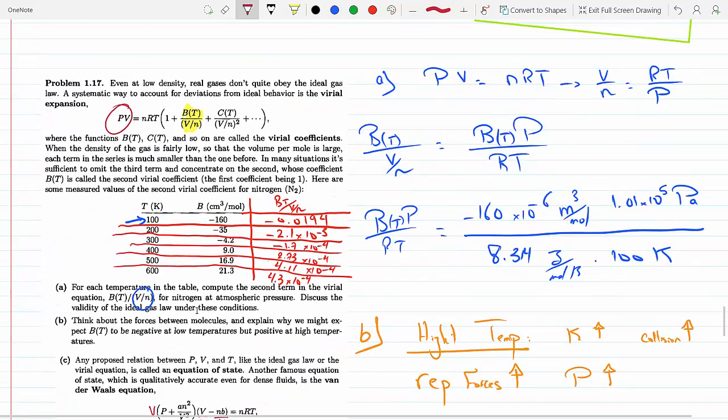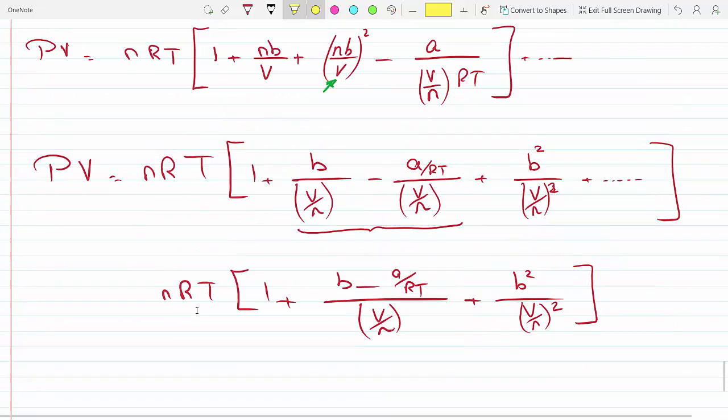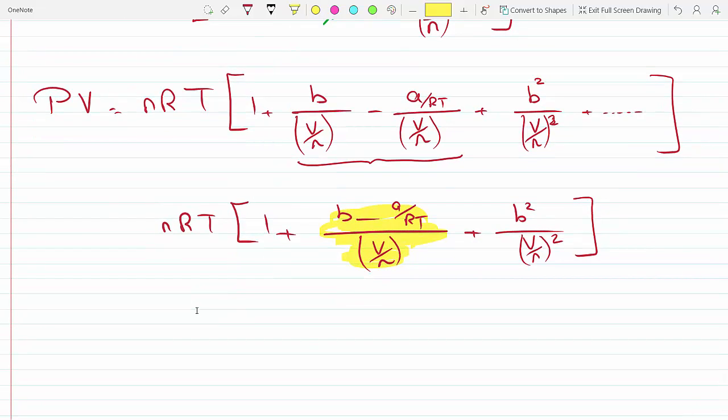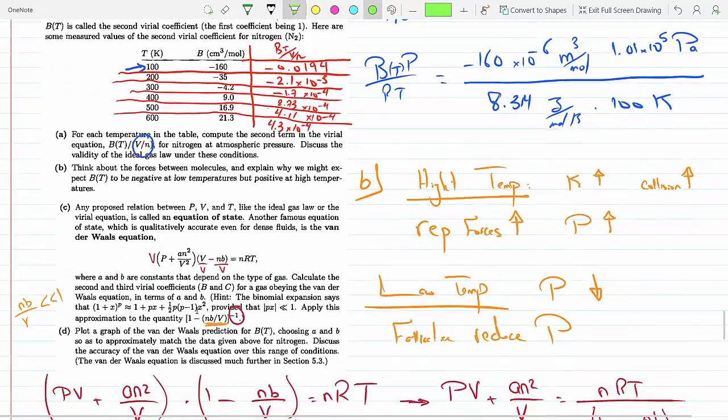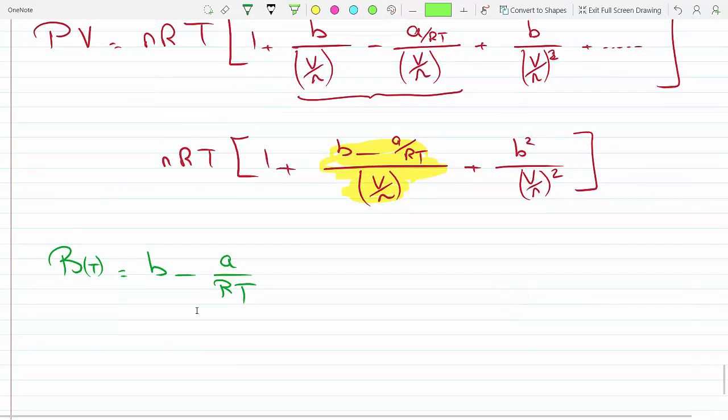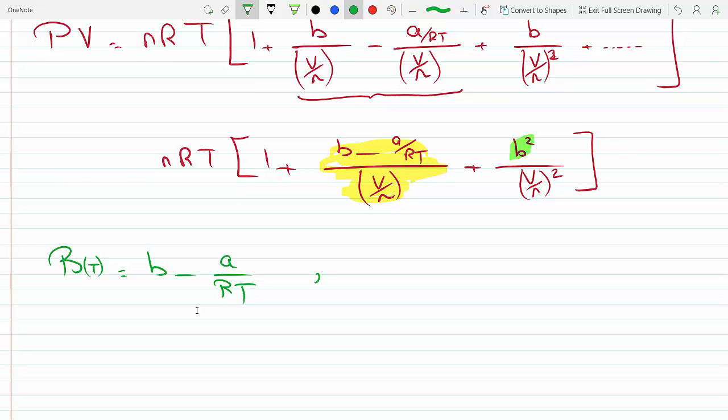Okay, so if I compare the highlighted yellow, B of T over V over N has to equal this guy here because the one is the same, and since the denominator is the same, the numerator has to be the same, which tells me that my B of T will have to equal b minus A over RT, and the same exact argument applies on the second guy, the V over N squared. The numerator of that C of T has to equal the numerator of this, and so that means my C of T has to equal b squared.